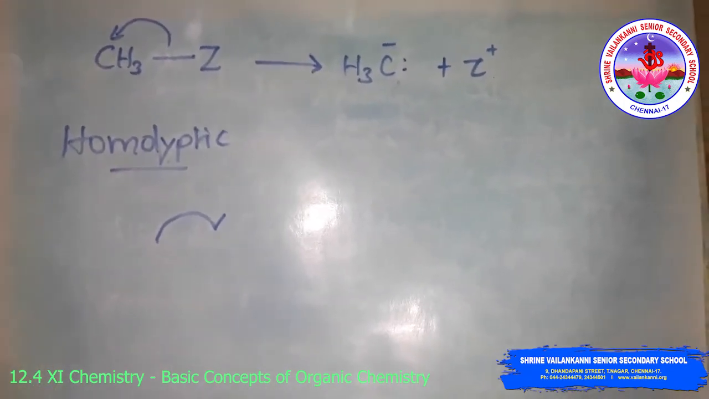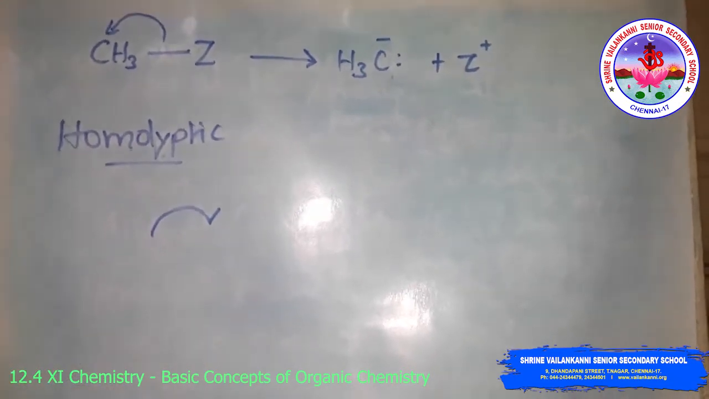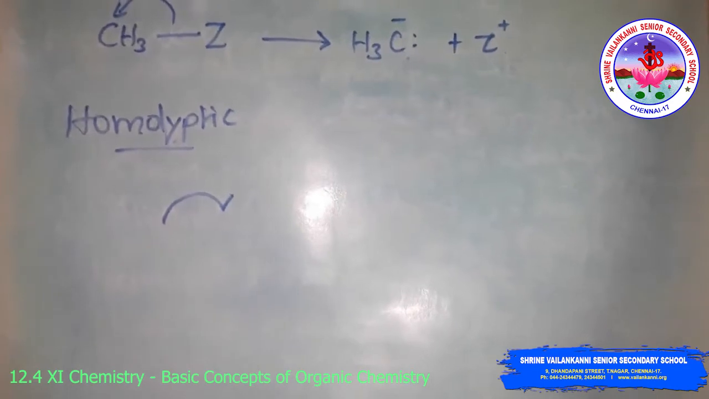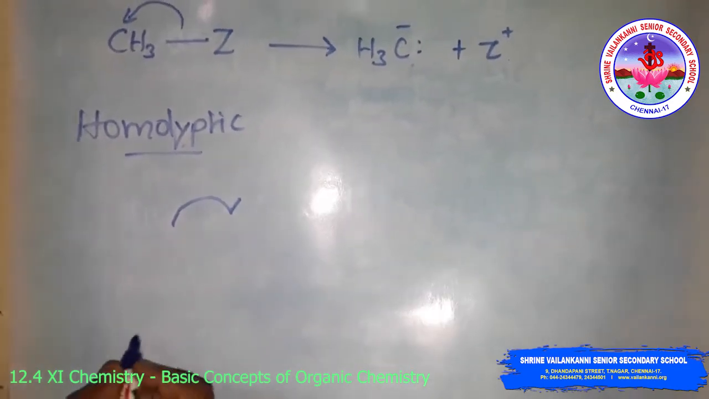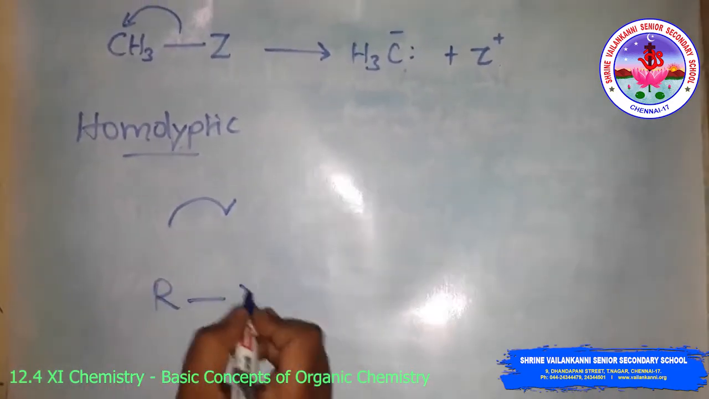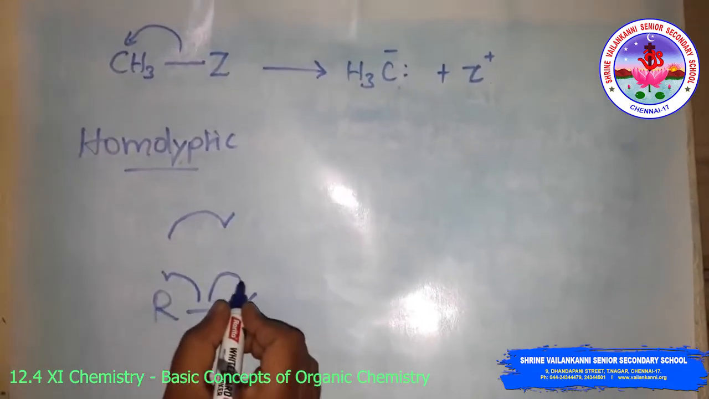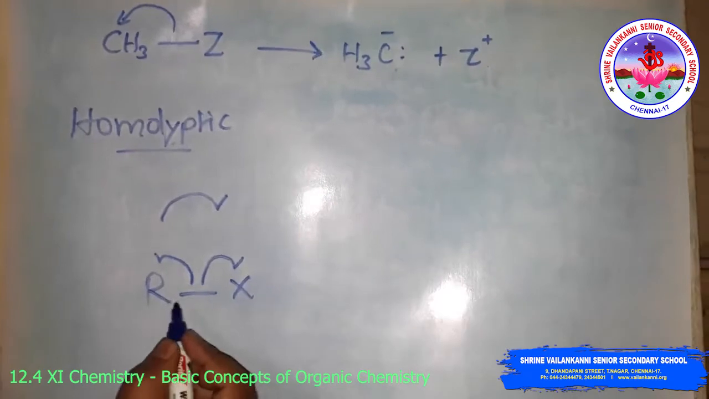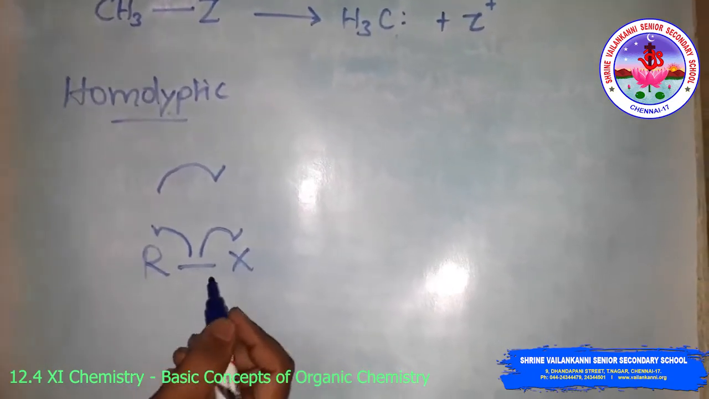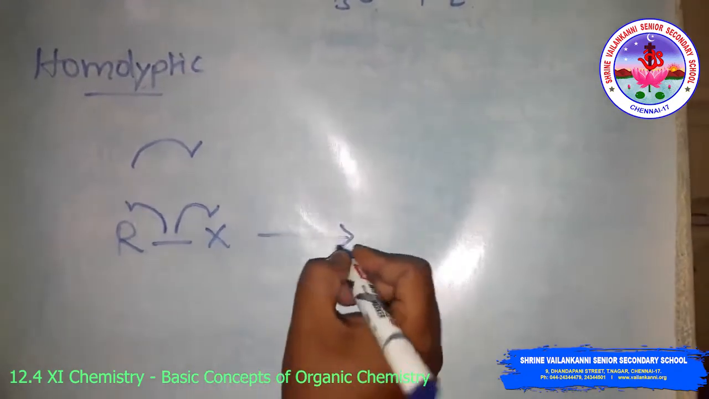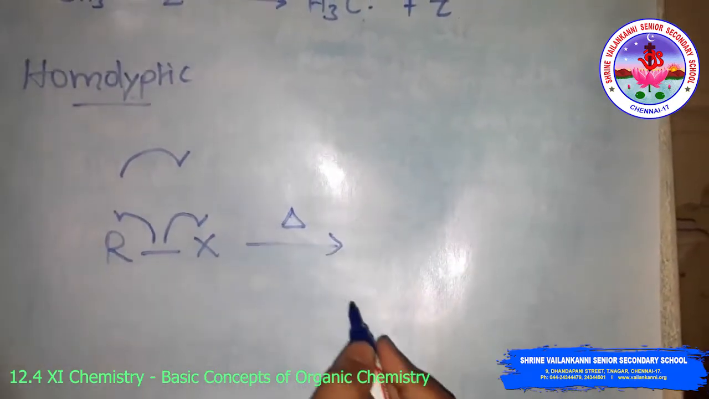So this species is called a free radical. Like carbocation and carbanion, free radicals are also very reactive. The homolytic cleavage can be like R-X, for example. One electron goes in this direction, another electron goes in this direction, because the bond contains two electrons. So we can write it: if we pass heat or light, what happens?